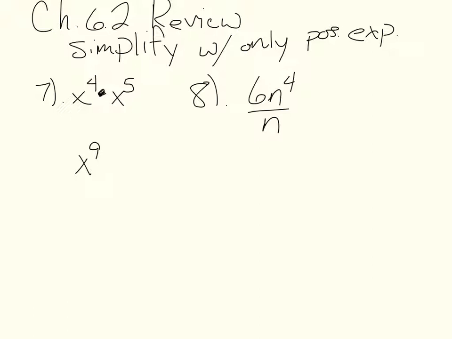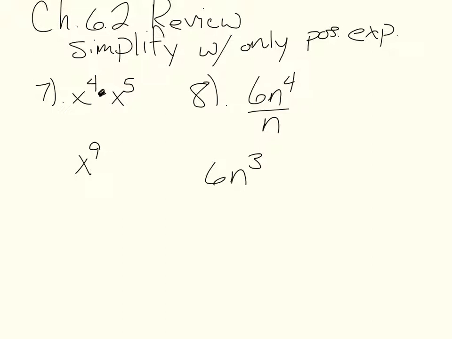Very good. Number 8, what do I get to do and what bases are the same? The n's are the same. So 6 is going to stay in the problem, and I have n to the 4th over n to the 1st. What do I do with those exponents? Subtract. What's 4 minus 1? So my answer should be 6n to the 3rd.